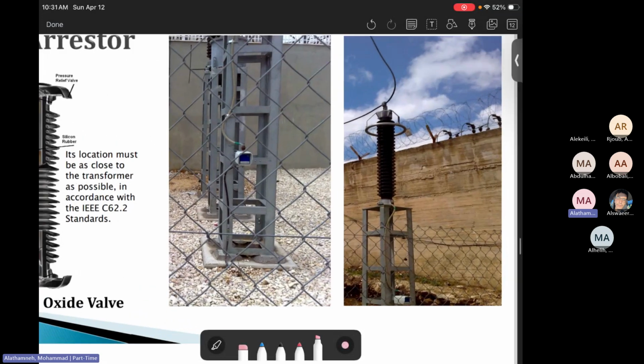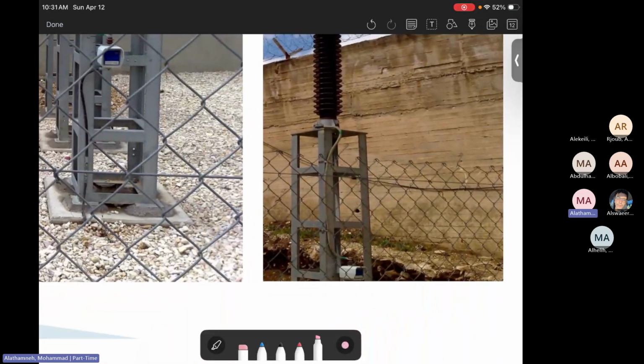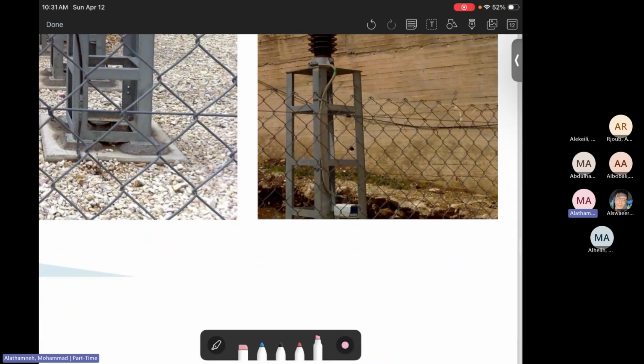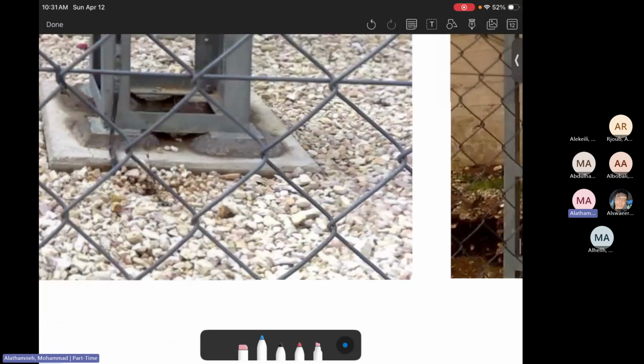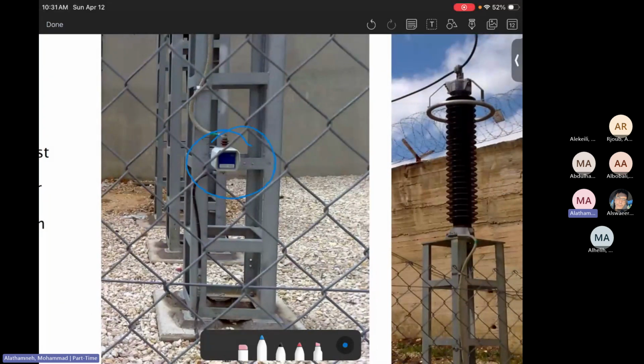So when you look at the surge arrestors here, this is from the substation, you will see that there is a meter here, a counter. This counter will detect how many faults. Or not how many faults, how many lightning strikes, I would say. This is the exact expression. How many lightning strikes are there?